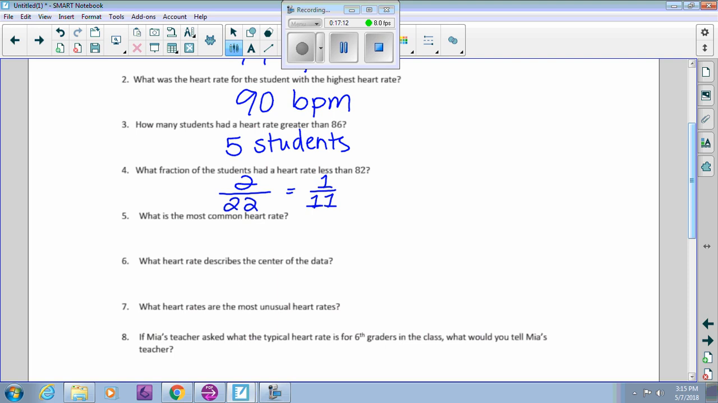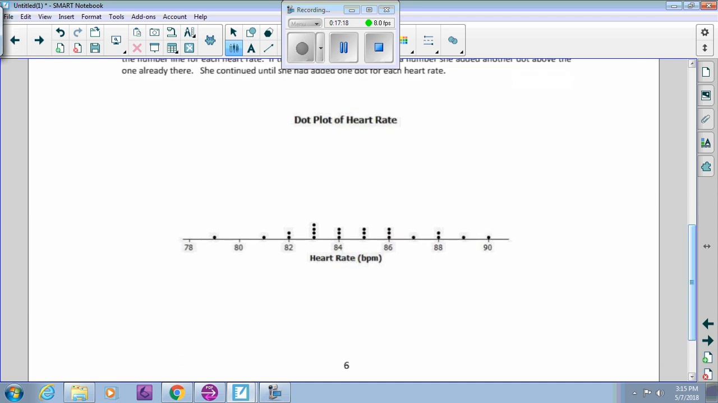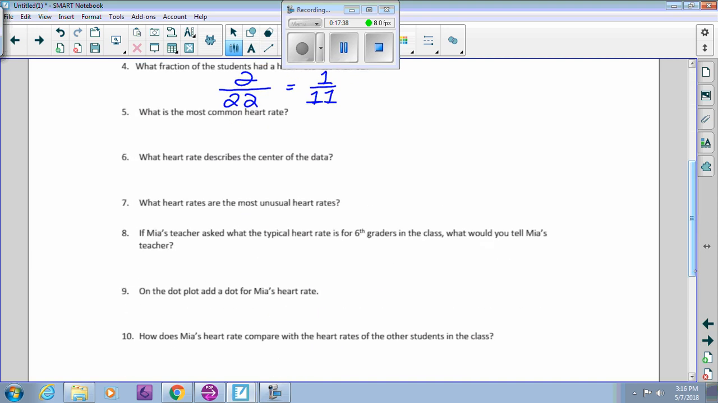What is the most common heart rate? So we're going to call this the mode as we move further in this module, but the most common means the one that occurs the most, and it can have multiple answers to that, like you can have more than one mode, but in this case we only have one with the most. The most right here is 4, right? It has a frequency of 4, and that would be 83 beats per minute. So most common heart rate, 83 beats per minute.